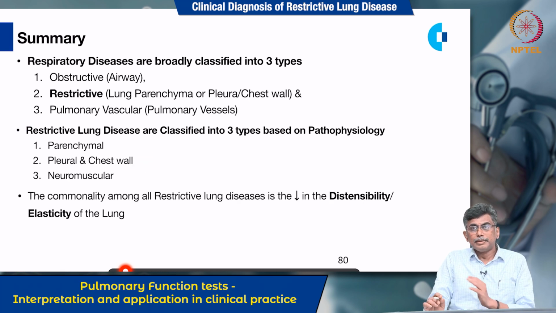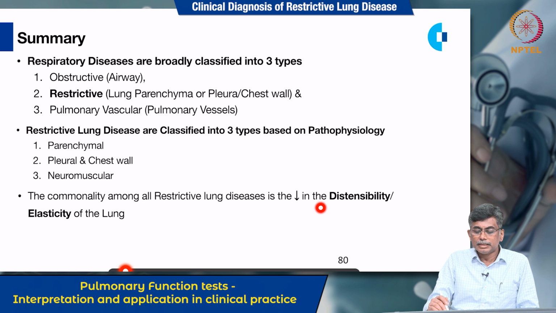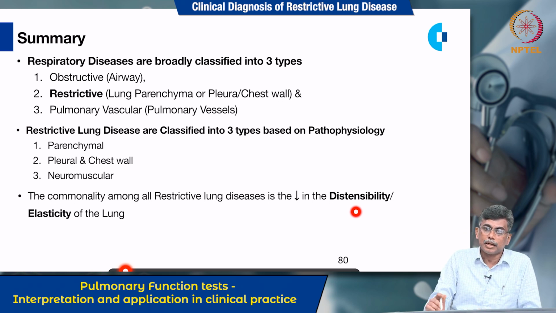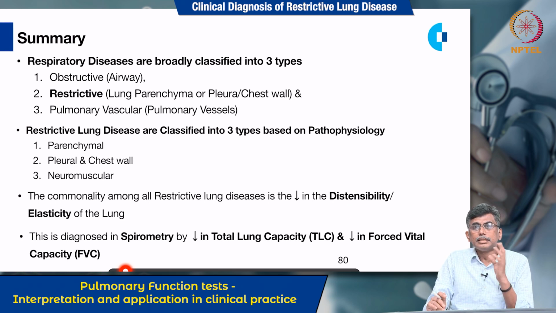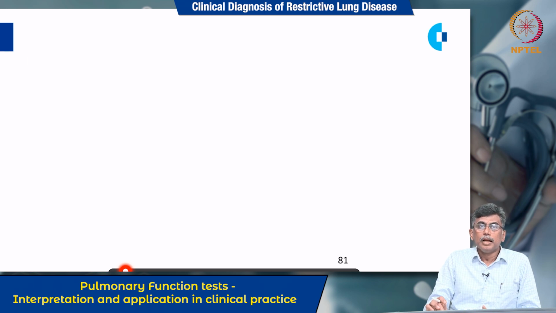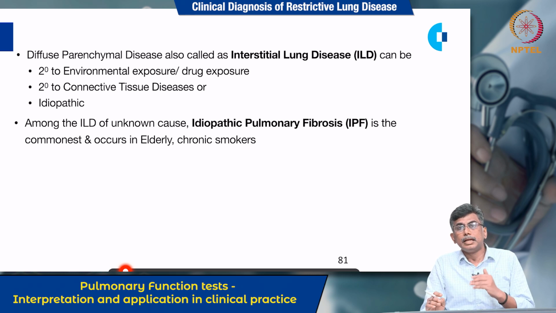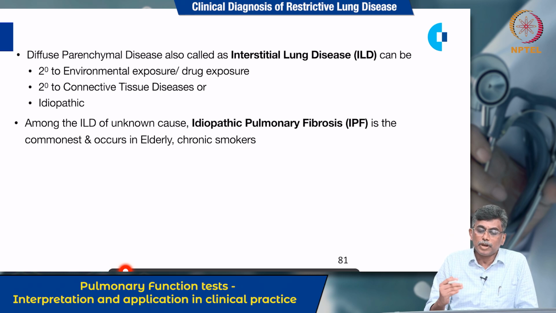The commonality among all the restrictive lung diseases is that there is a limitation in the ability of the lung to expand during inspiration, which we call decreased distensibility, compliance or elasticity of the lung. This is diagnosed by spirometry, which shows that the total lung capacity and the forced vital capacity are reduced.